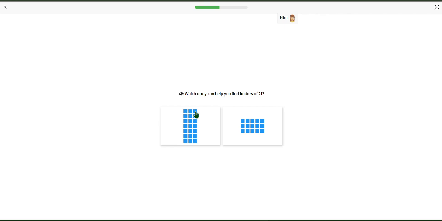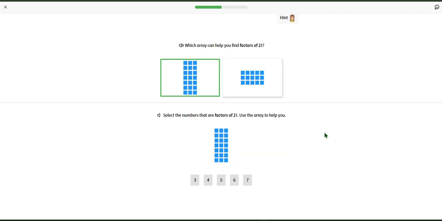I've got 3, and then 1, 2, 3, 4, 5, 6, 7 on this side. That one's our array because it's 3 times 7. 1, 2, 3, and then that has less, so it definitely has to be that one. Select the numbers that are factors of 21. Use the array to help you. Technically, I'd start from the left to the right, so this side to the top side, so 7 and 3.